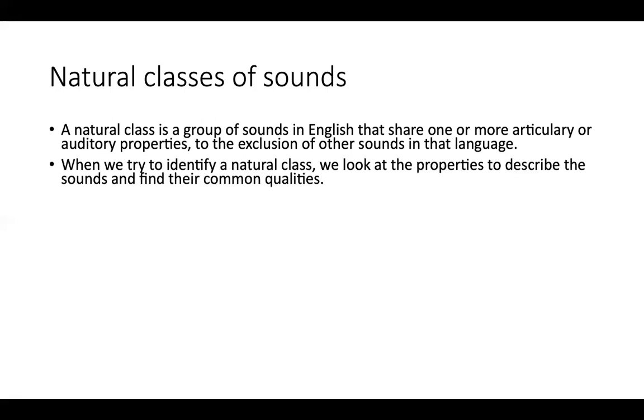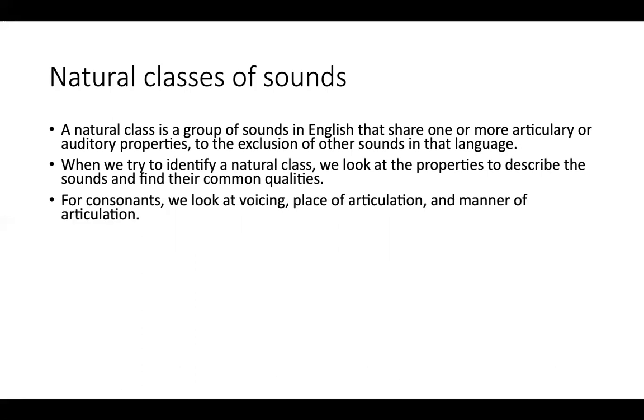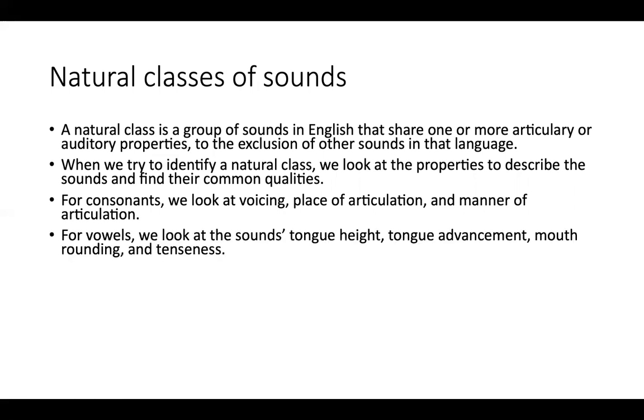And so when we try to identify a natural class, we look at the properties to describe the sounds and find their common qualities. For consonants, we look at voicing, place of articulation, and manner of articulation. And for vowels, we look at the sounds' tongue height, tongue advancement, mouth rounding, and tenseness.